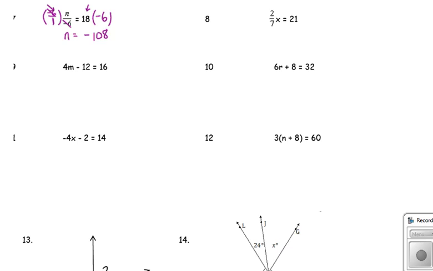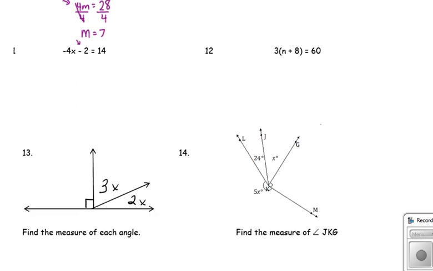Continuing, remember to undo addition and subtraction first. Undo subtraction with addition, adding 12 to both sides. Simplify, bring down the 4m. This equals 0, and this is equal to 28. Next, this means to multiply, so you do the opposite, which is to divide. And the answer is 7.